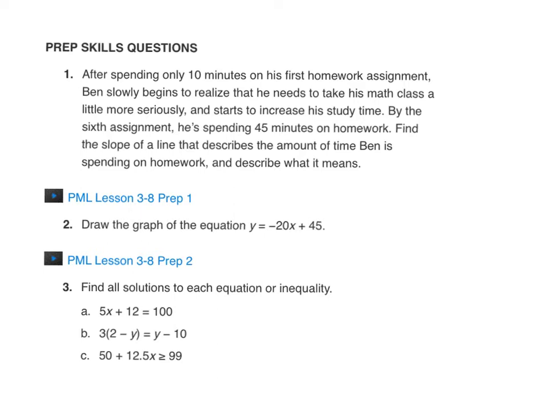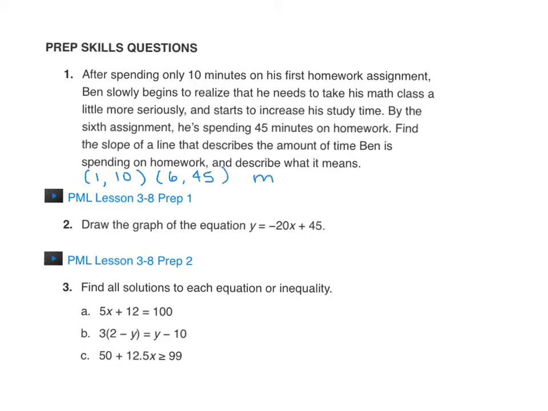Find the slope of a line that describes the amount of time Ben is spending on homework and describe what it means. So it sounds like to me that the time he spent on his homework depends on which assignment this was. So let's write an ordered pair for the first one. Assignment 1, he spent 10 minutes. For assignment 6, he spent 45 minutes.